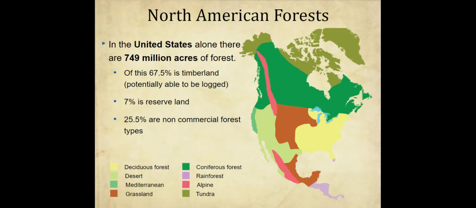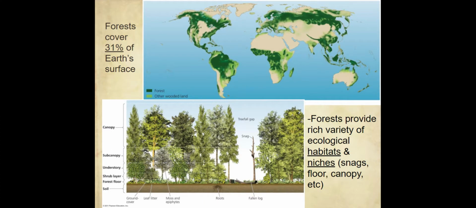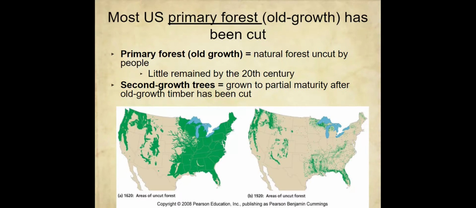And you can see the largest quantity of forests that we have is from the middle of the country up into the northeast with our temperate deciduous forest. We do have some coniferous forest out in the west as well. So forests cover only about 30% of the Earth's surface, and they provide a huge variety of habitats and niches, and they're an absolutely amazing ecosystem.